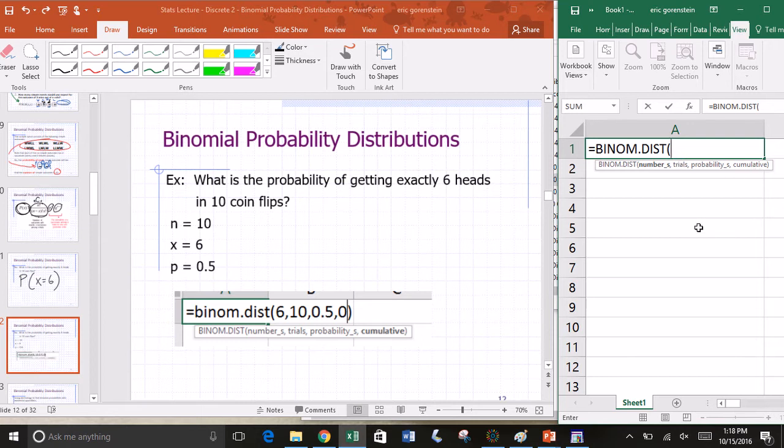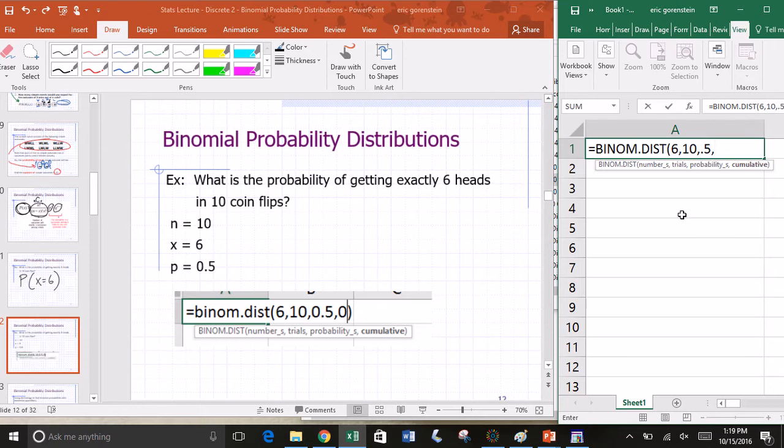So I'm going to say 6 successes out of, and when I'm ready for the next argument, Excel's putting in bold the argument I want. If you have a Mac, this might not come up. I'm not sure. There are some differences between Excel on a PC and Excel on a Mac. But on this version, Excel's walking me through the implementation of the function. So number of successes is 6, number of trials is 10, probability of success is 0.5.